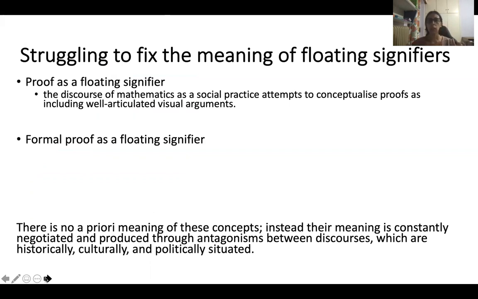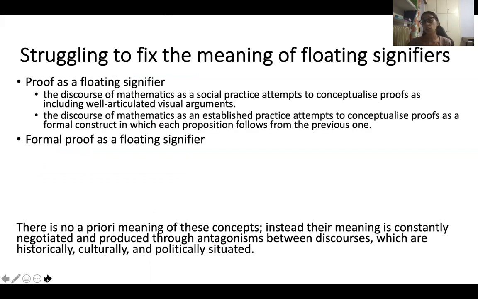On the one hand, the discourse of mathematics as a social practice attempts to conceptualize proofs as including well-articulated visual arguments. On the other hand, the discourse of mathematics as an established practice does not focus on understanding, but instead attempts to conceptualize proofs as a formal construct in which each proposition follows from the previous one.